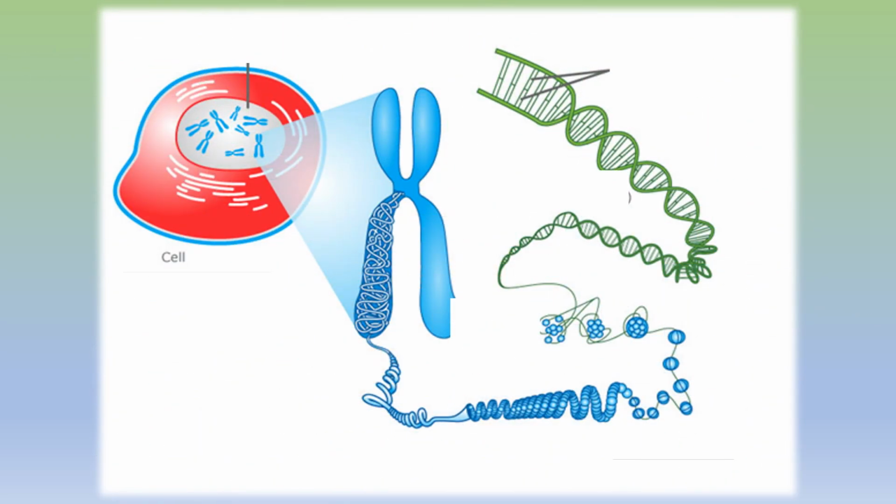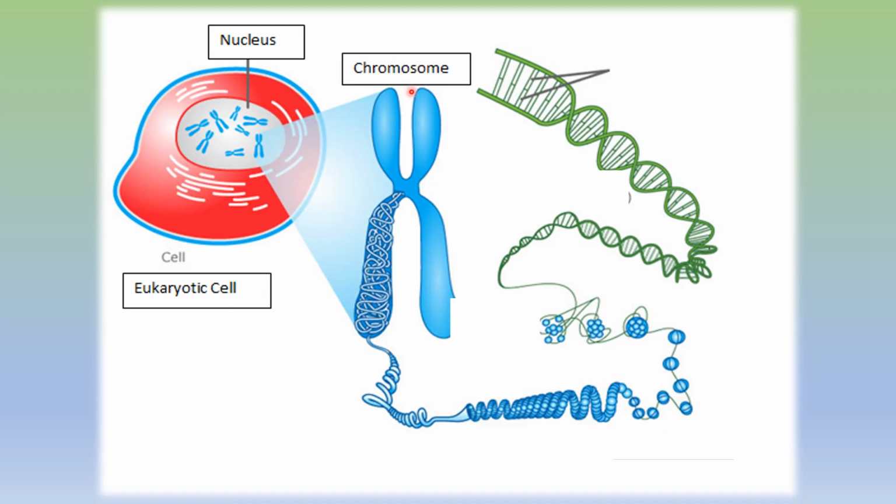Now, when we look at the structure of the cell and where the DNA is, so this is the cell, all right? This would be my nucleus. So that's my nucleus. Eukaryotic cell meaning a cell that contains a nucleus. Now we zoom in on one of the chromosomes. So that's the chromosome here, and we're zooming in.